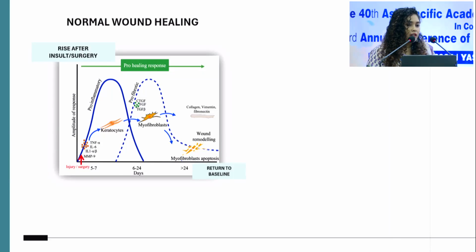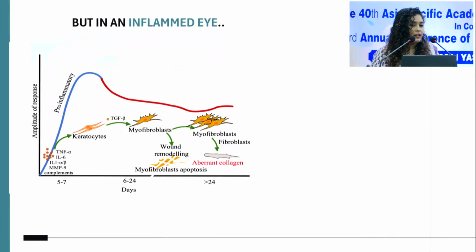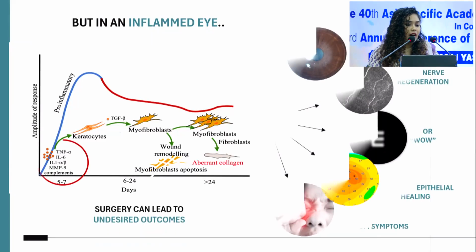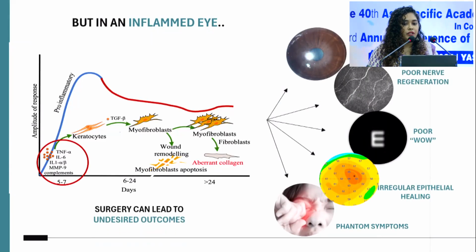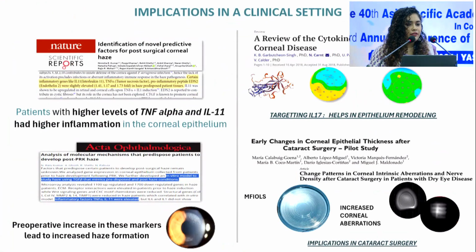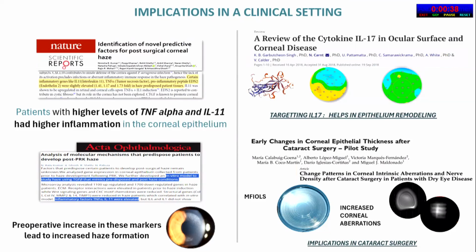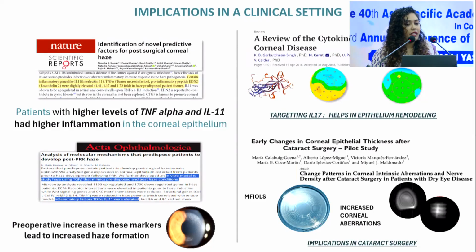So we all know that in normal wound healing, there is a rise after the insult, and the keratocytes are made into myofibroblasts, which eventually undergo apoptosis and cause the healing and the wound remodeling. But in an inflamed eye, these myofibroblasts are converted to fibroblasts, which lead to undesired outcomes like corneal scarring, poor nerve regeneration, irregular epithelium healing. So we've now routinely started using these lid wipes as an adjuvant therapy for our various pre-operative workup, especially in patients undergoing PRK, trans-PRK procedure in keratoconus patients.